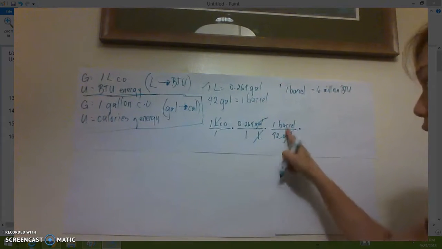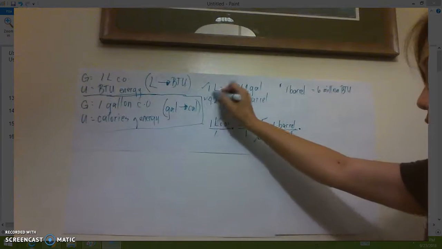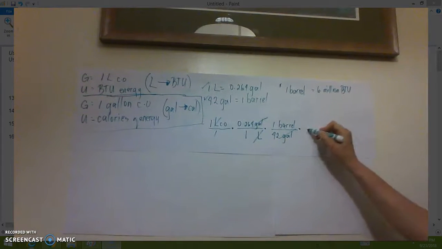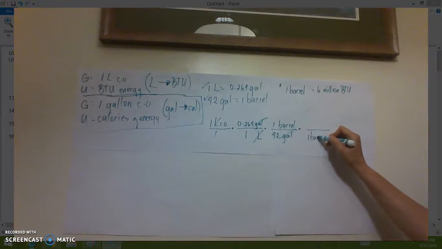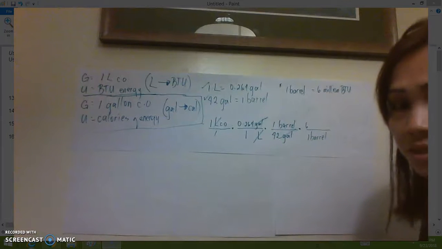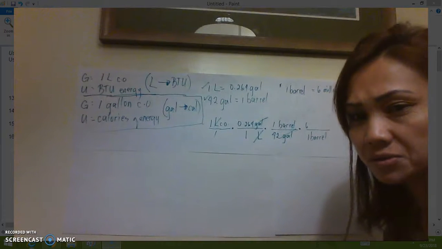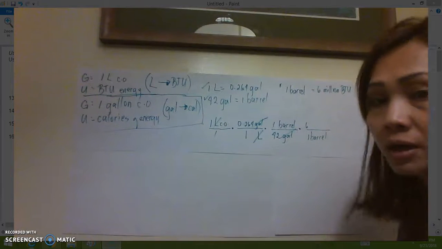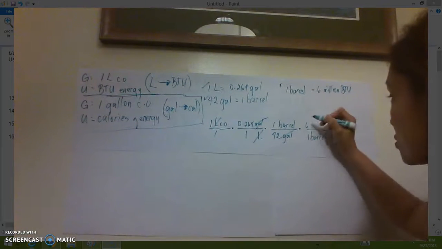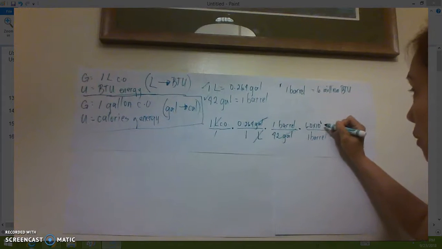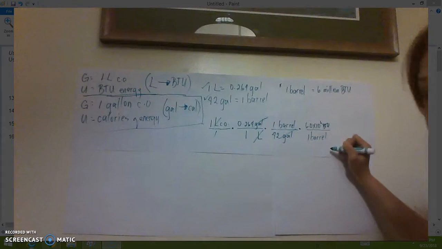Multiply by, how can I cancel the barrel? So I use the second one now, and my third factor is this. 1 barrel is equal to 6 million BTU. I don't want to write all the zeros, so we're going to apply now our topic on scientific notation. So it's going to be 6.0 times 10 to the 6th power BTU.